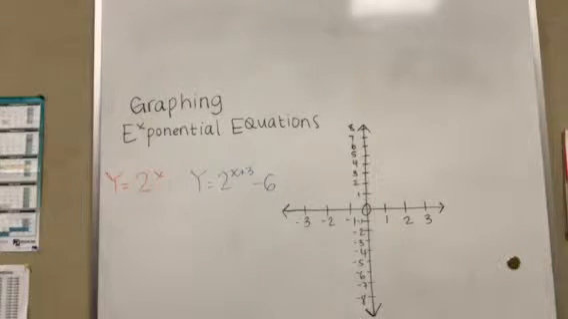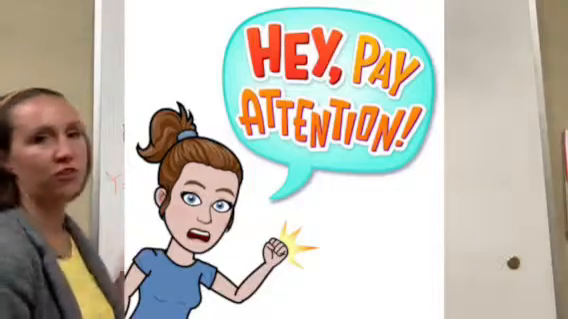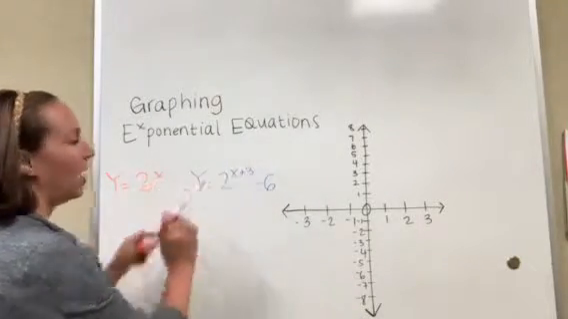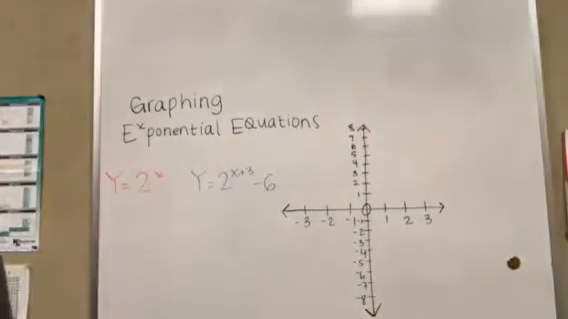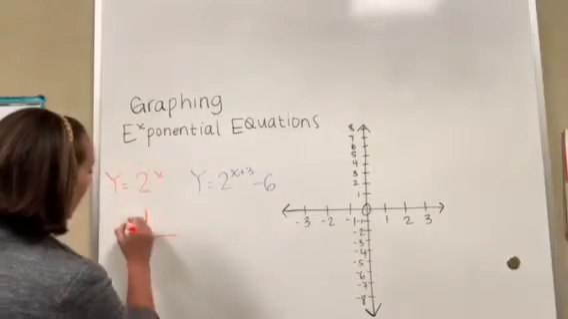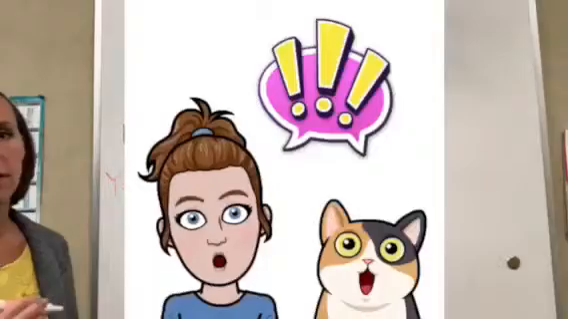Hi, so what I'm going to be showing you is how to graph exponential equations. I know that both the orange equation and the blue equation are exponential because x is the exponent. If I'm ever unsure what a graph looks like, I can always see what the relationship is between x and y by building a table.